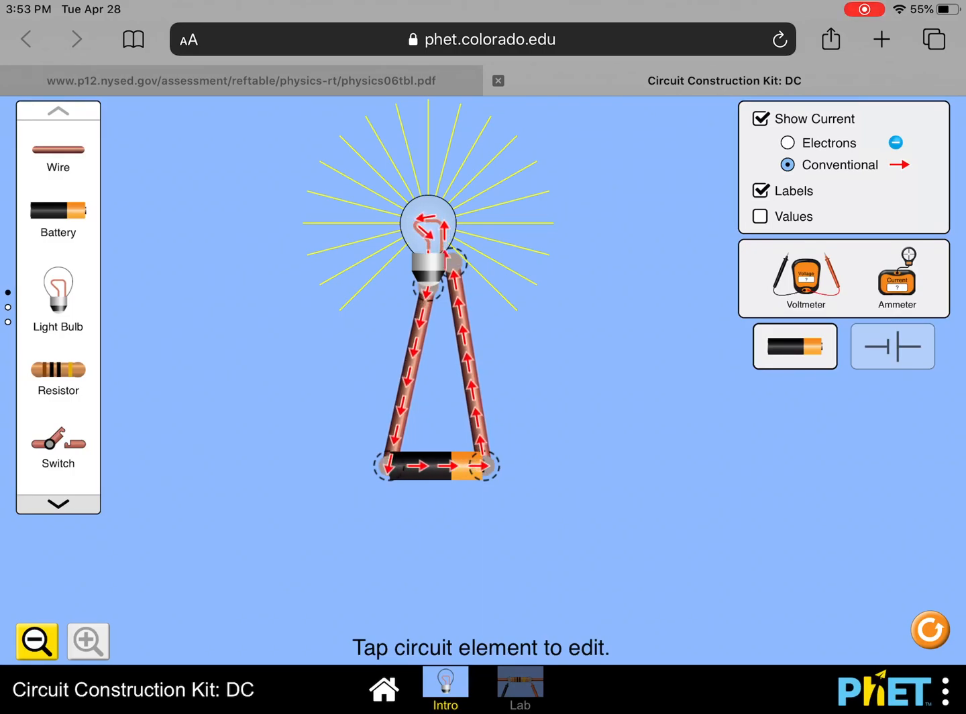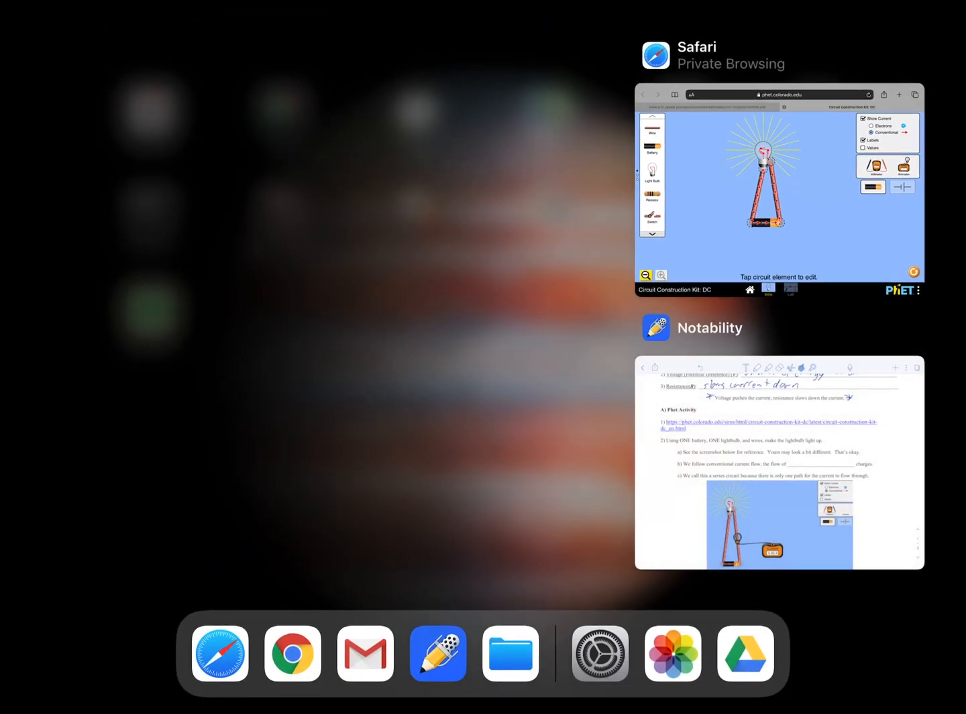But this isn't just in physics class. Electrical engineers use this. Electricians use this. It works, there's no issue doing it. But just keep in mind that conventional current flow is the flow of positive charges, which doesn't actually happen.